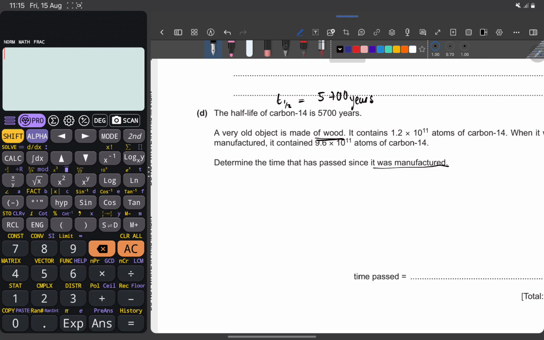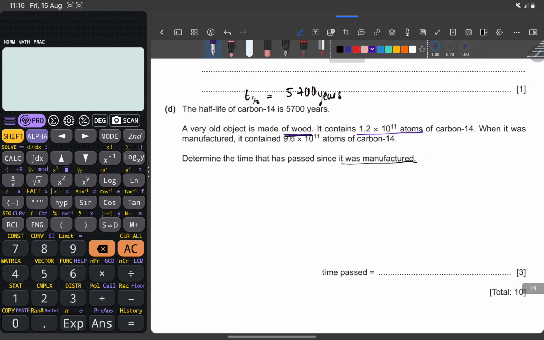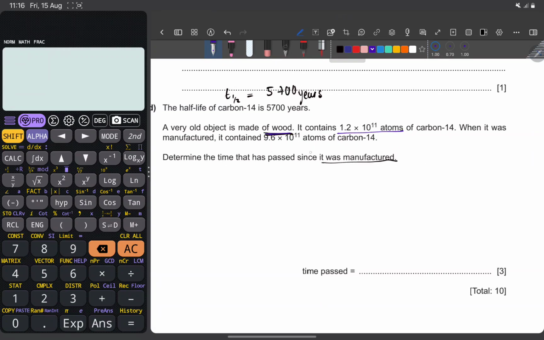It always goes down. So this is what happens. By activity, we mean the amount of things which it shoots out from the nucleus, all right? So here we've been told that this thing is made of wood with this amount of atoms. When it was manufactured, it contained this amount of atoms. Remember, half-life is what you take to reduce your activity to half of what you were at the beginning.